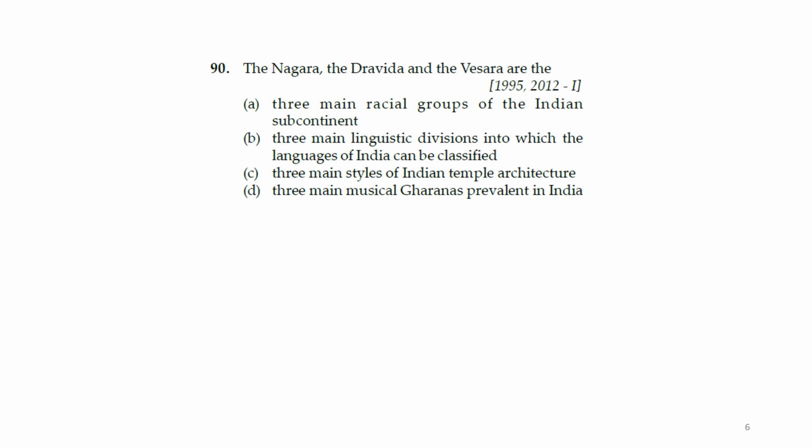Next: Nagara, Dravida and Vesara are. I think you have heard these, and you will see what the options are. These are actually temples. Three main racial groups of the Indian subcontinent; three main linguistic divisions into which Indian languages can be classified; three main styles of Indian temple architecture; three main musical gharanas prevalent.